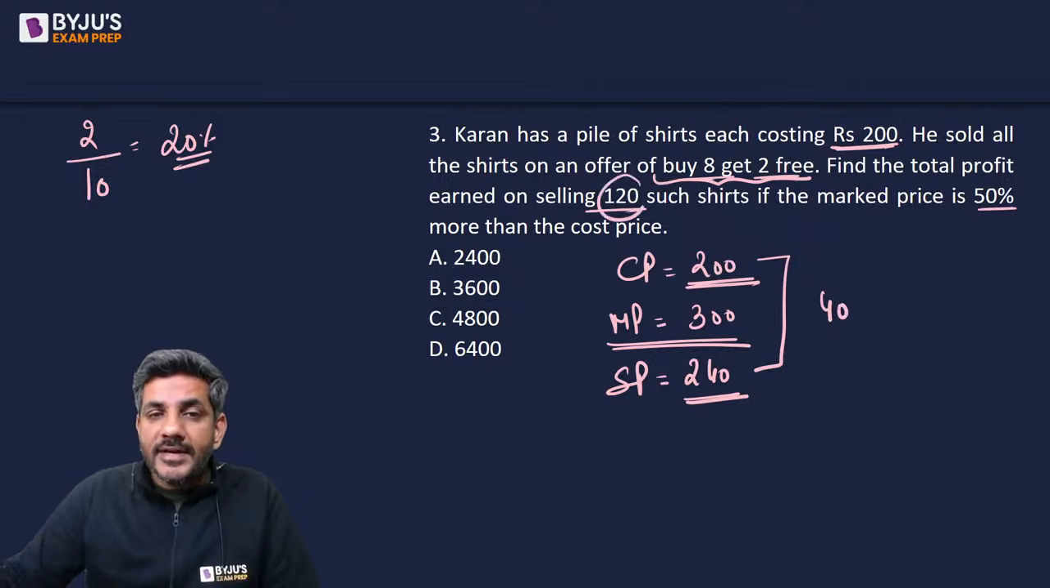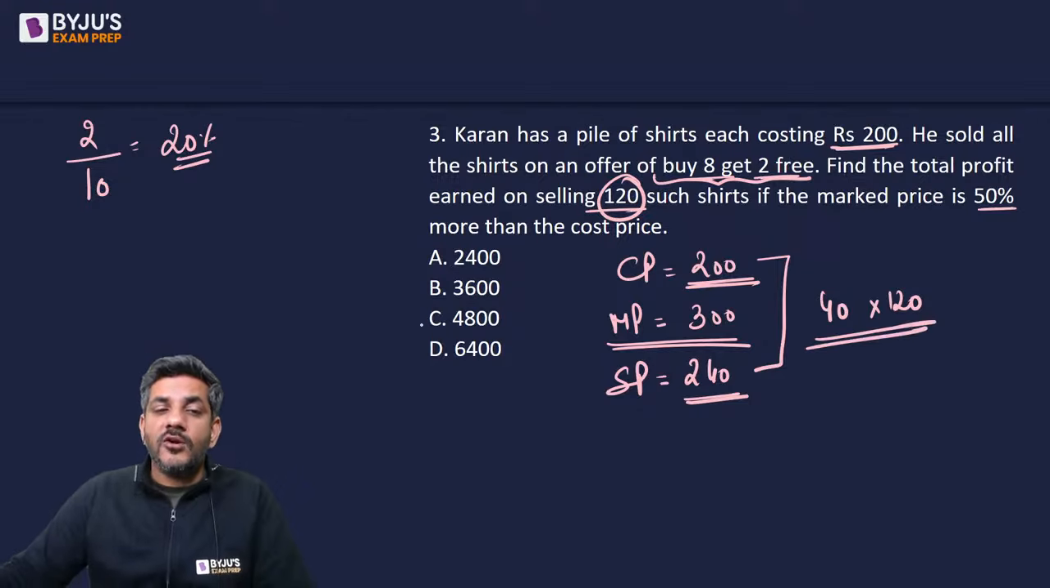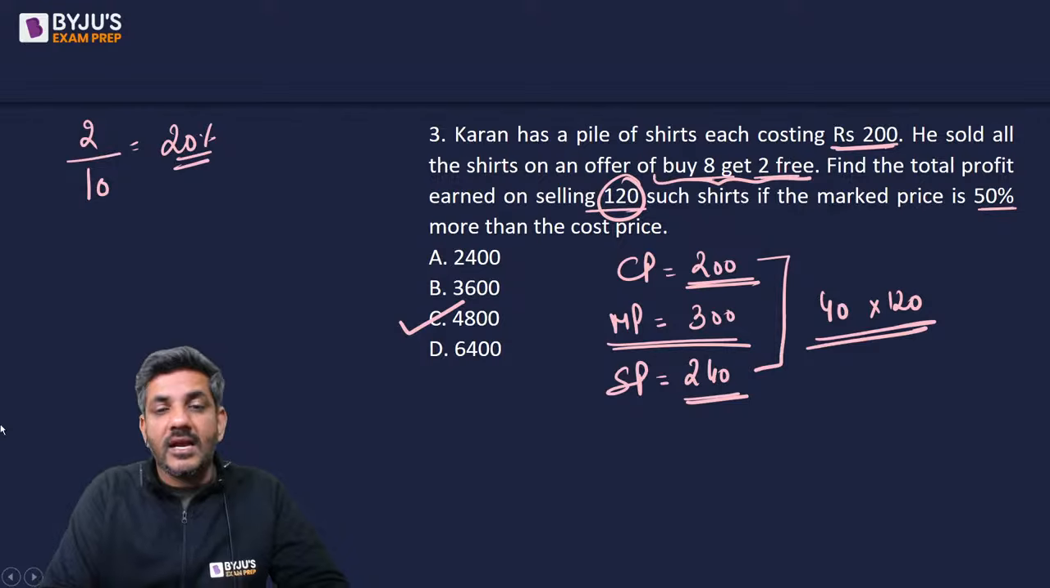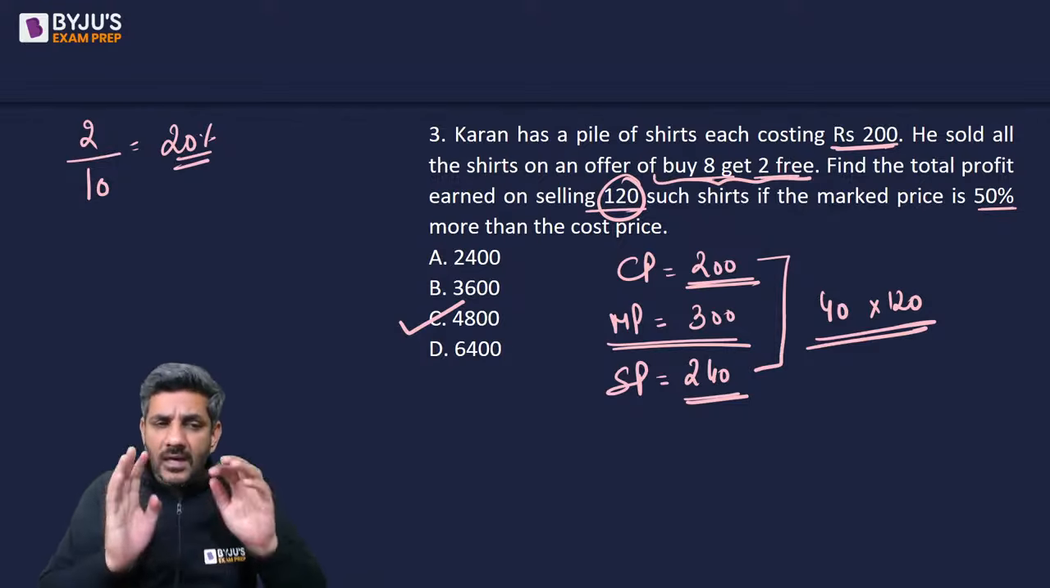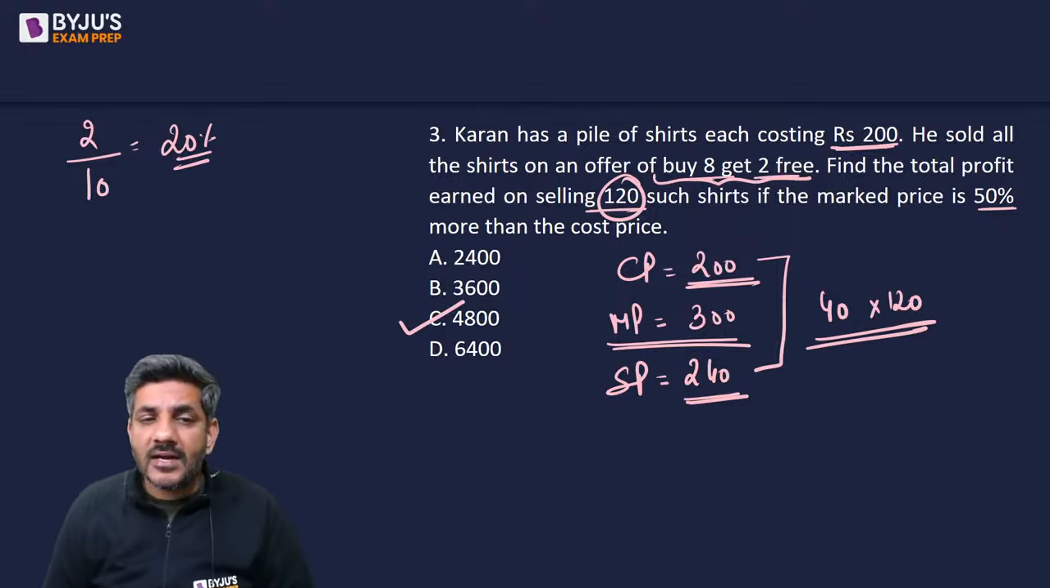और आपको 120 शर्ट सेल करनी है तो टोटल प्रॉफिट कितना होगा? It is 40 into 120, that is equal to 4800. So option 3 is the right answer for this question. Again, an easy question. You can say this question is also of the type of Maharashtra CET.